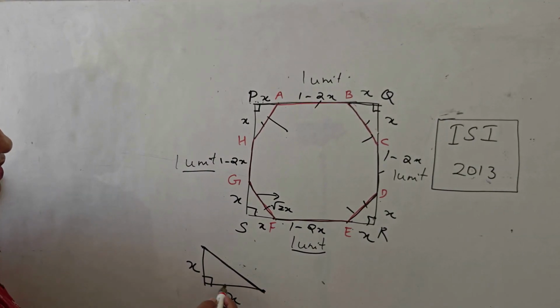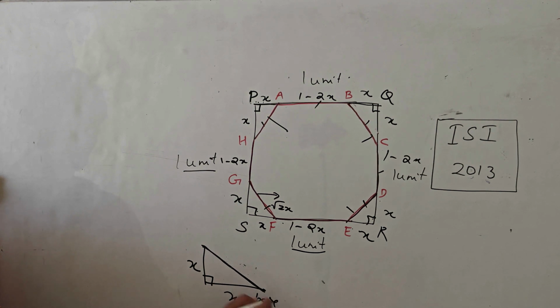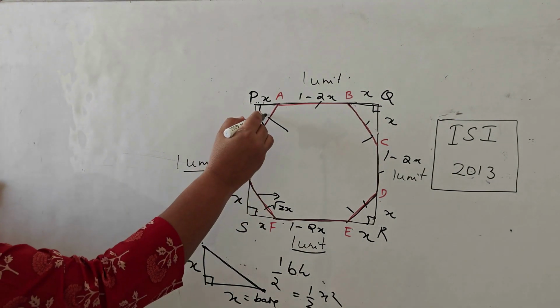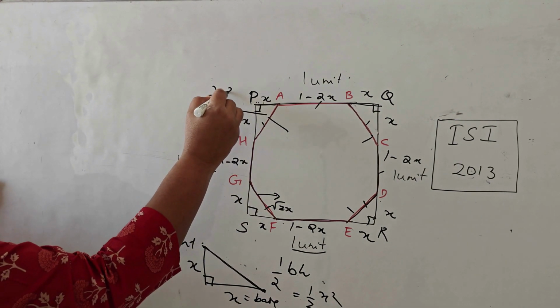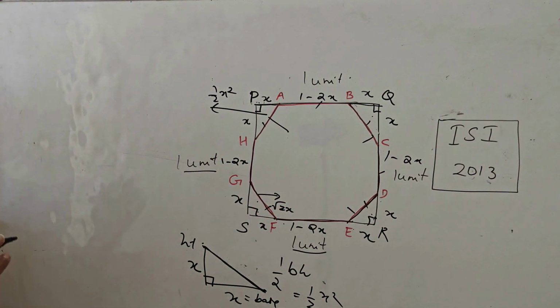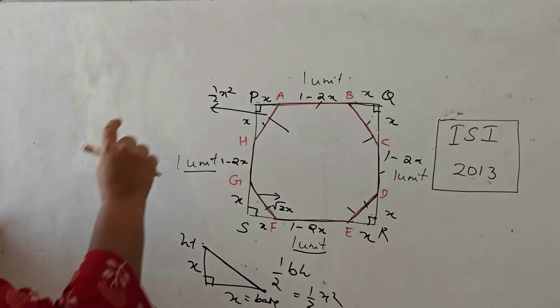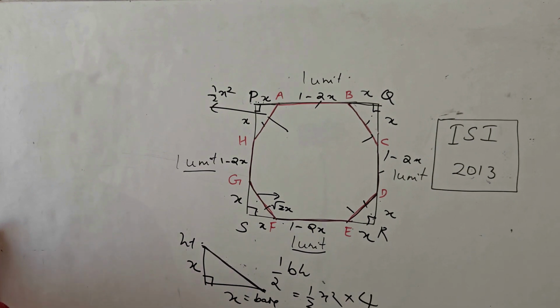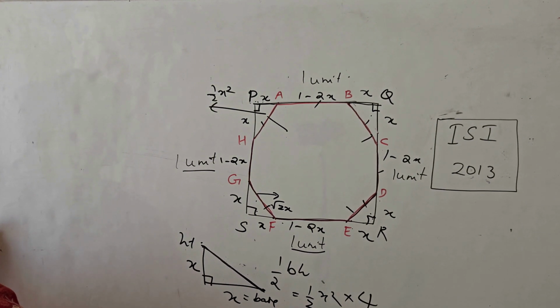Now, what is the area of this right angle triangle? This is the base and this is the height. I can apply the formula half BH, which is half into x square. So, the area of this triangle is half x square. Same for this as well as this. So, you have 4 triangles which have been cut off from the square, each with an area of half x square. So, the total area becomes into 4. So, you will get 2x square.